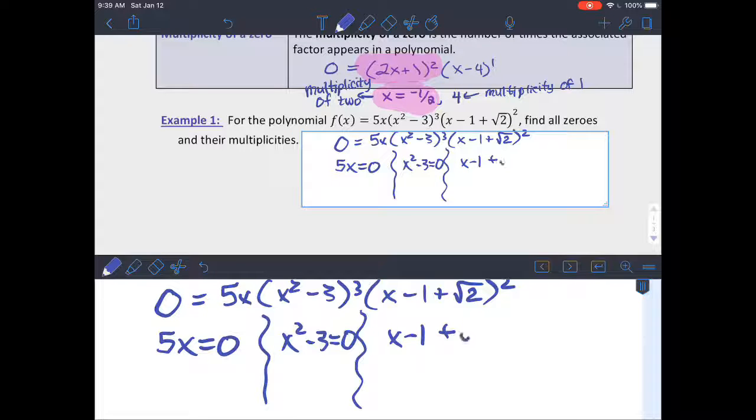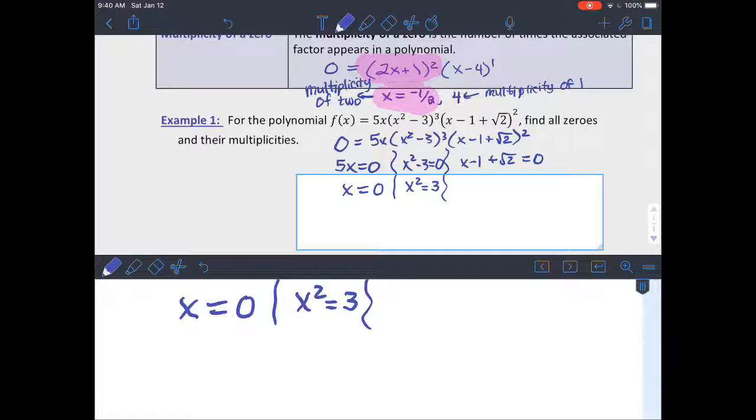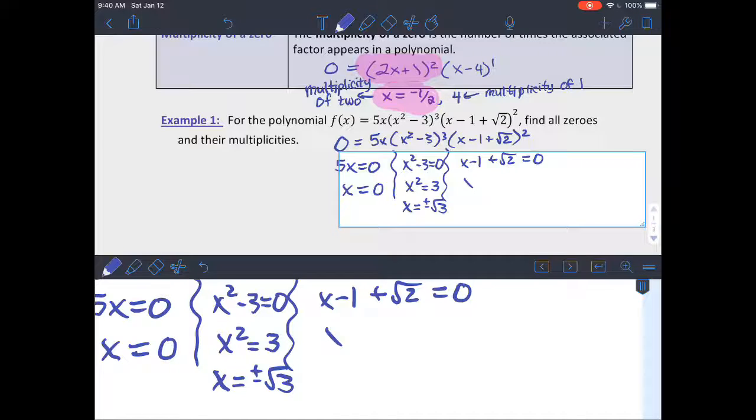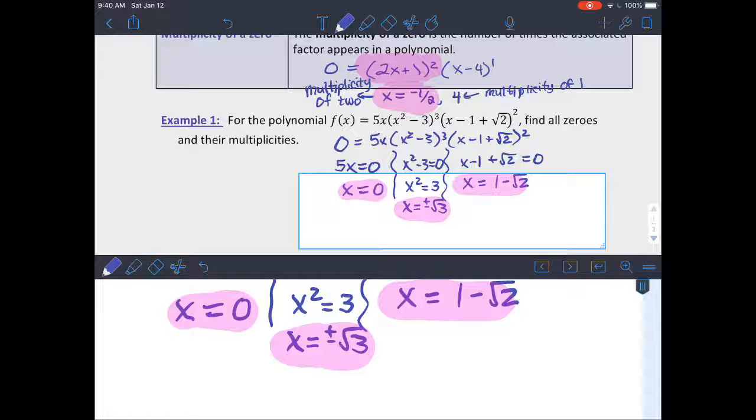That last factor is pretty messy. First one, divide by 5, just get a 0 of 0. Second one, add 3, take the square root. Don't forget that that gives you positive and negative square root 3. Last one, have to add 1 and subtract square root 2. So those are your zeros right there. There's 4 different zeros because positive and negative square root 3 are different zeros.